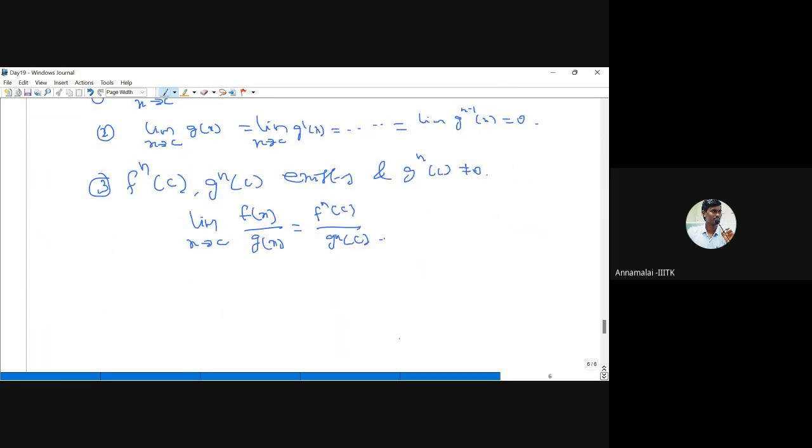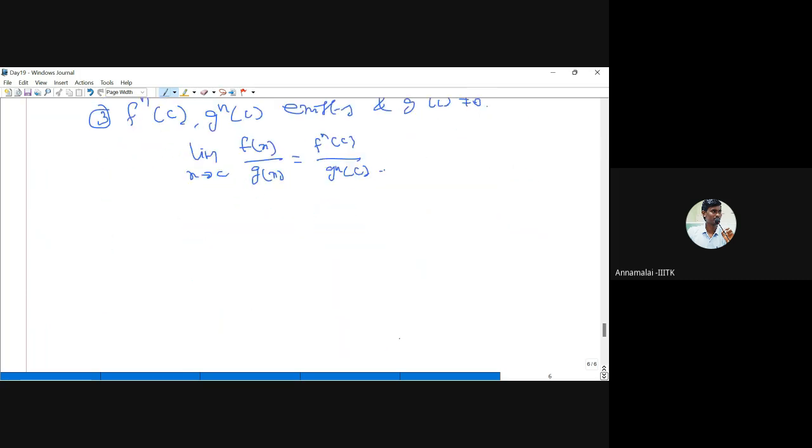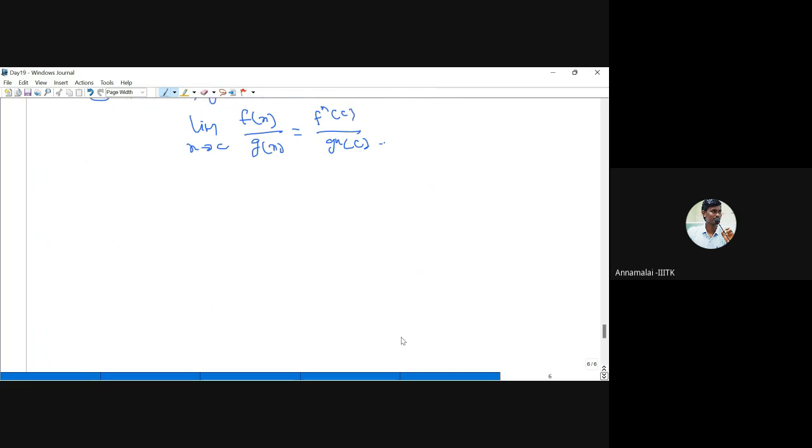This is the first indeterminate form. The next one is infinity by infinity. Again you get the same thing, and you have to find the limit. We state another theorem: the next form is the infinity by infinity indeterminate form. So in that form, what is the theorem?